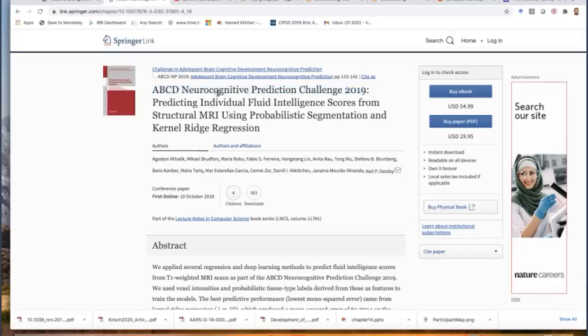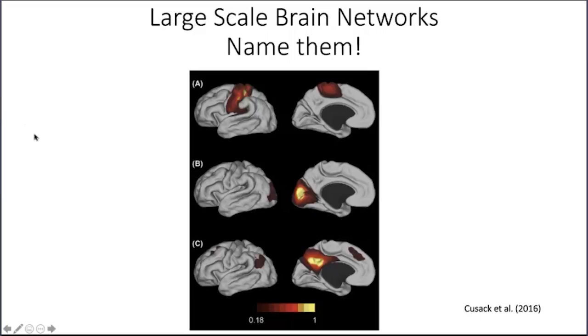And there are some papers you can find that people have reported on the ABCD Neurocognitive Prediction Challenge 2019. They're already in the process of publication. So you can find some of the successful groups. They have published their pipeline and their results. So you can go and find some of those interesting findings there as well. Okay. And then the last piece for this section of the talk.